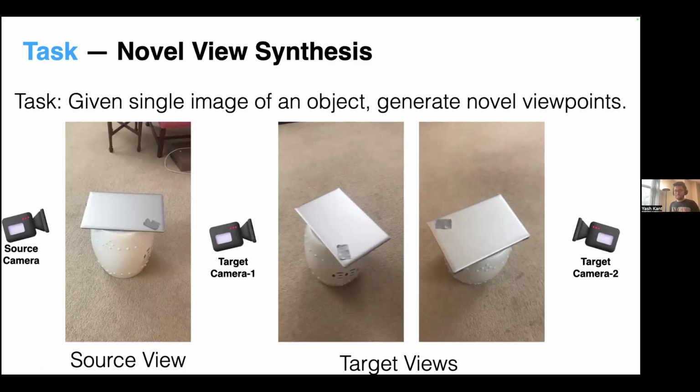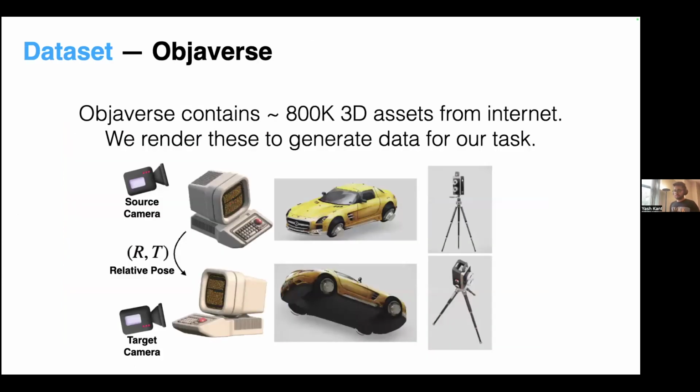So formally, we refer to the given image as the source view and the novel views that we want to generate as target views. We specify these novel viewpoints using their camera poses. So basically, we use some rotation and translation between the source and the target camera to explicitly specify how we want to move the camera in the space.